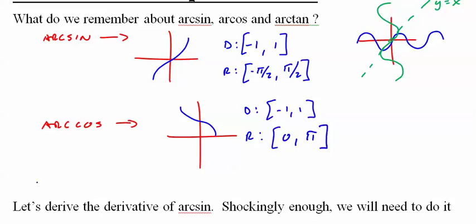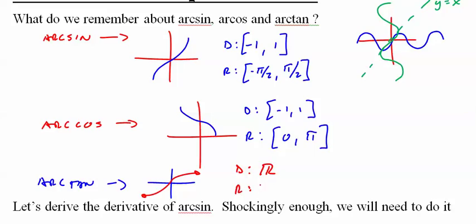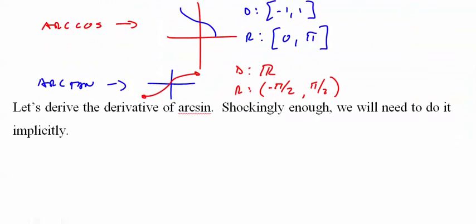And then arc tangent, something like this. Domain is all reals. Range is from -pi/2, and this is not inclusive because those are asymptotes, to pi/2. So these are things to keep in mind when you're working with the arc functions.